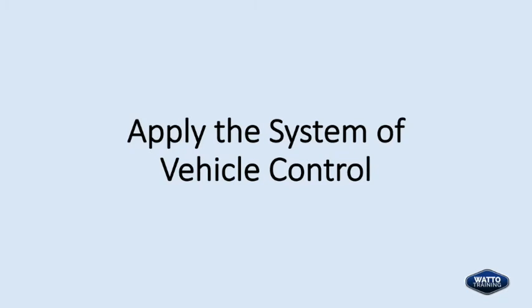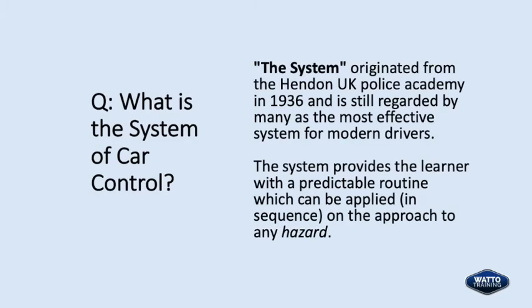Apply the system of vehicle control. What is the system of car control? The system originated from Hendon UK Police Academy in 1936 and is still regarded by many as the most effective system for modern drivers. The system provides the learner with a predictable routine which can be applied in sequence on the approach to any hazard.